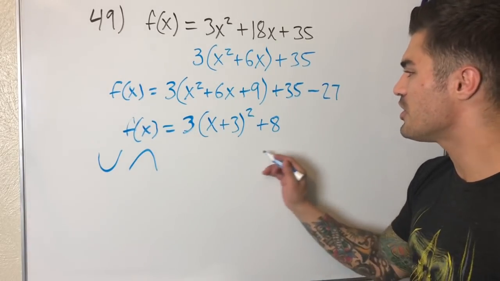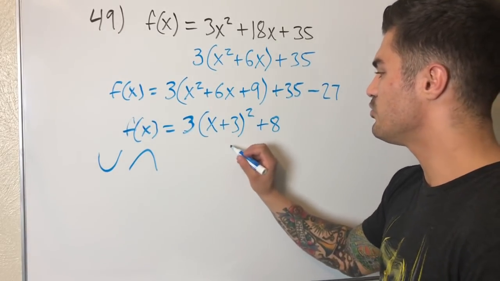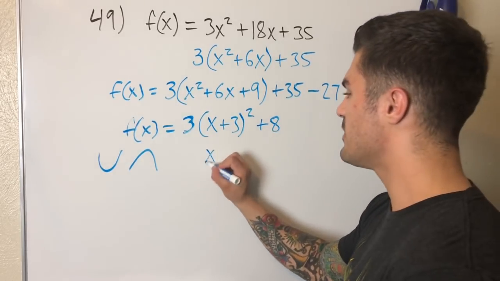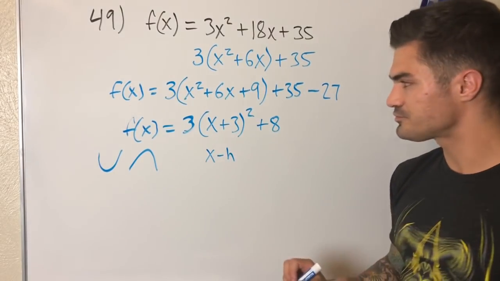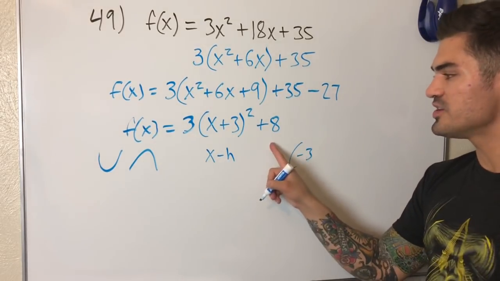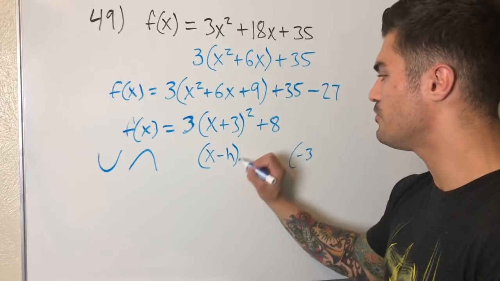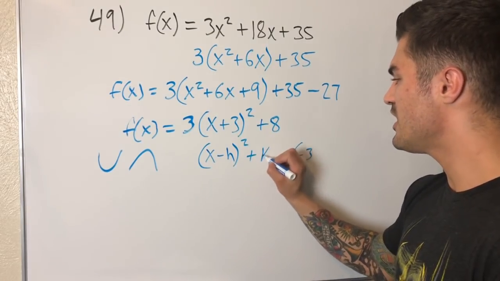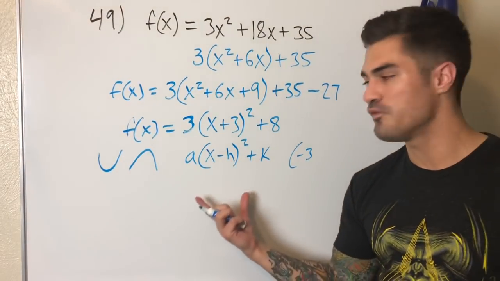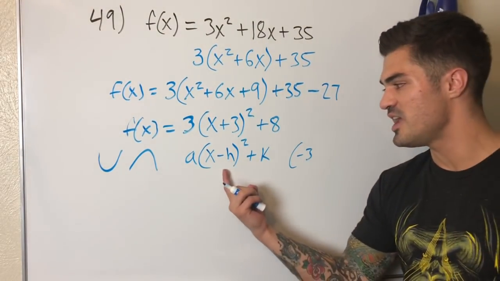So again, we know that our vertex is, let's see, what is the form of this? This is like x minus h, okay? So we have negative 3, and this is plus k out here, right? If you remember the general form, plus k, and this is like an a or something out here. So this is like the general form for vertex form, and our vertex is (h, k).